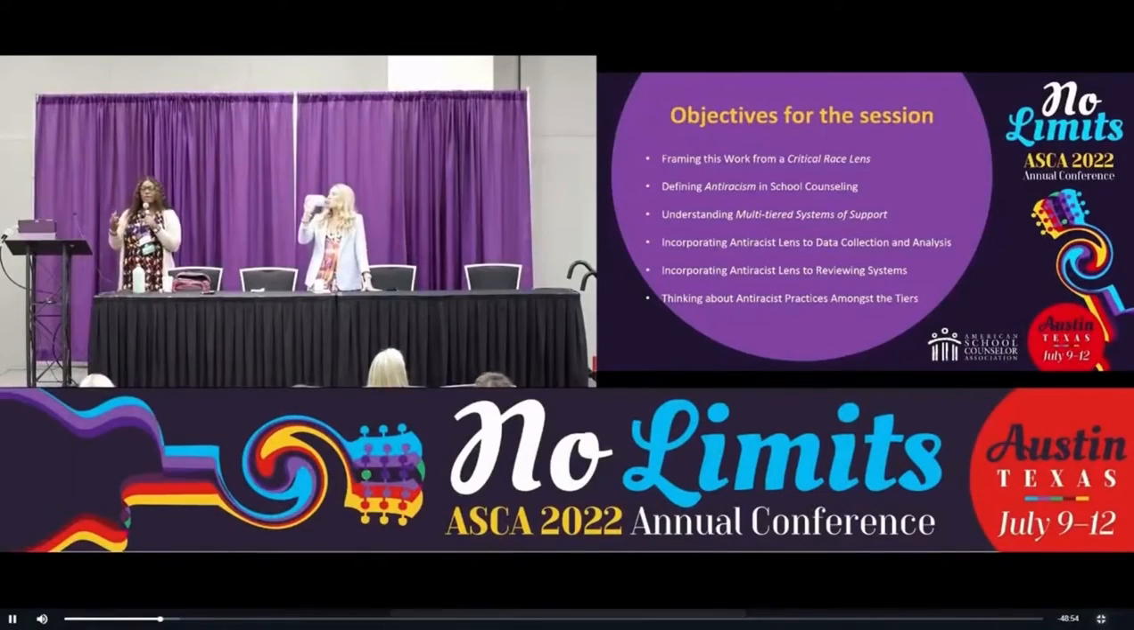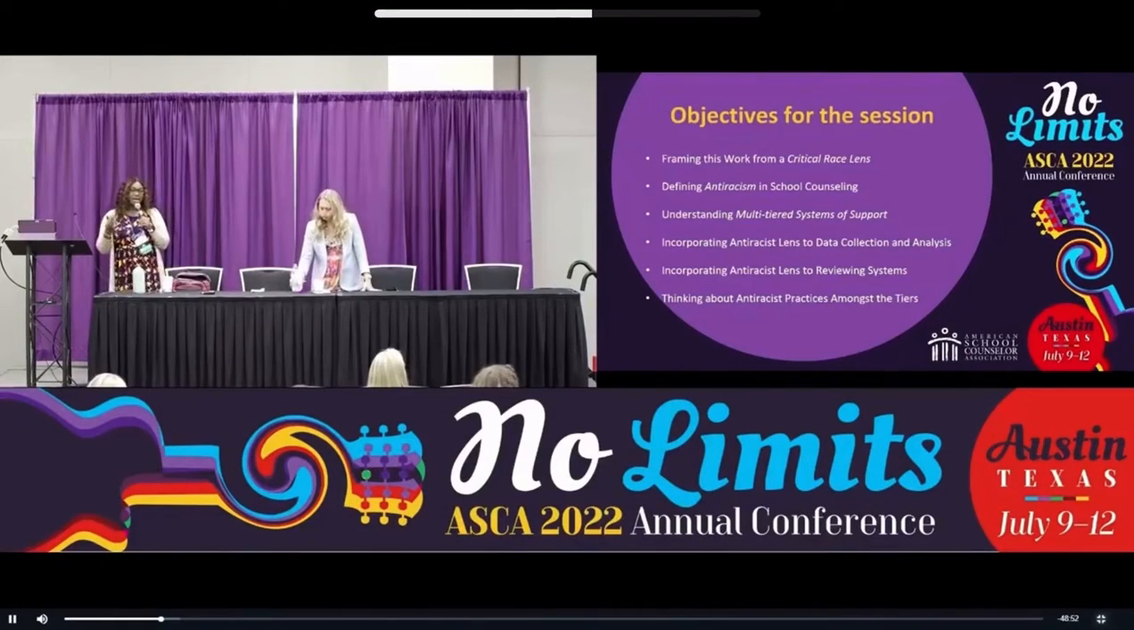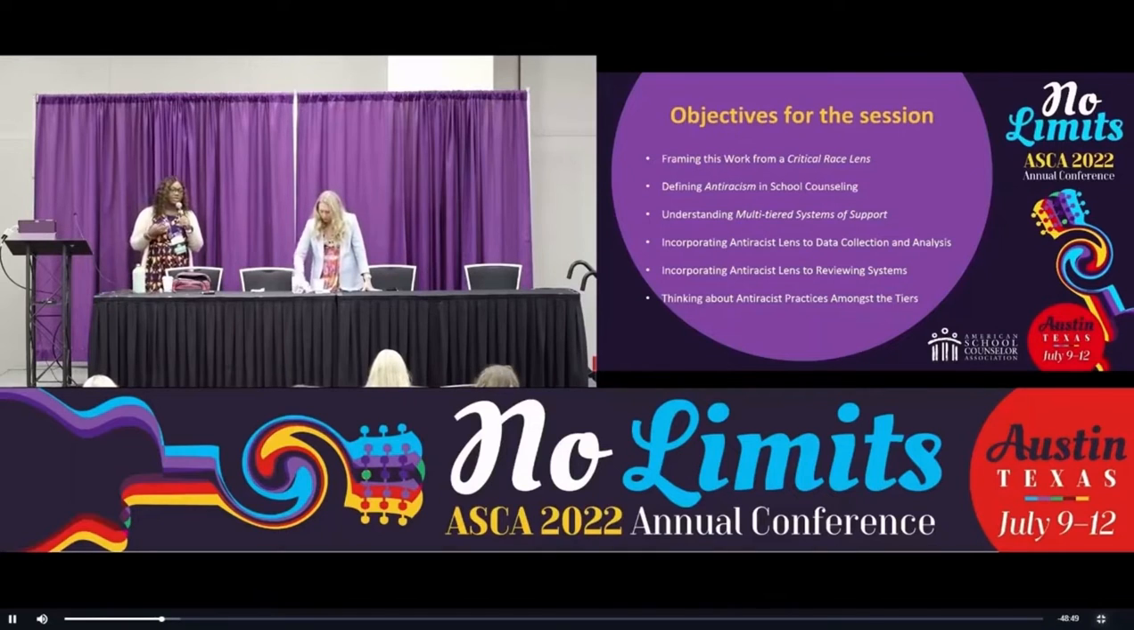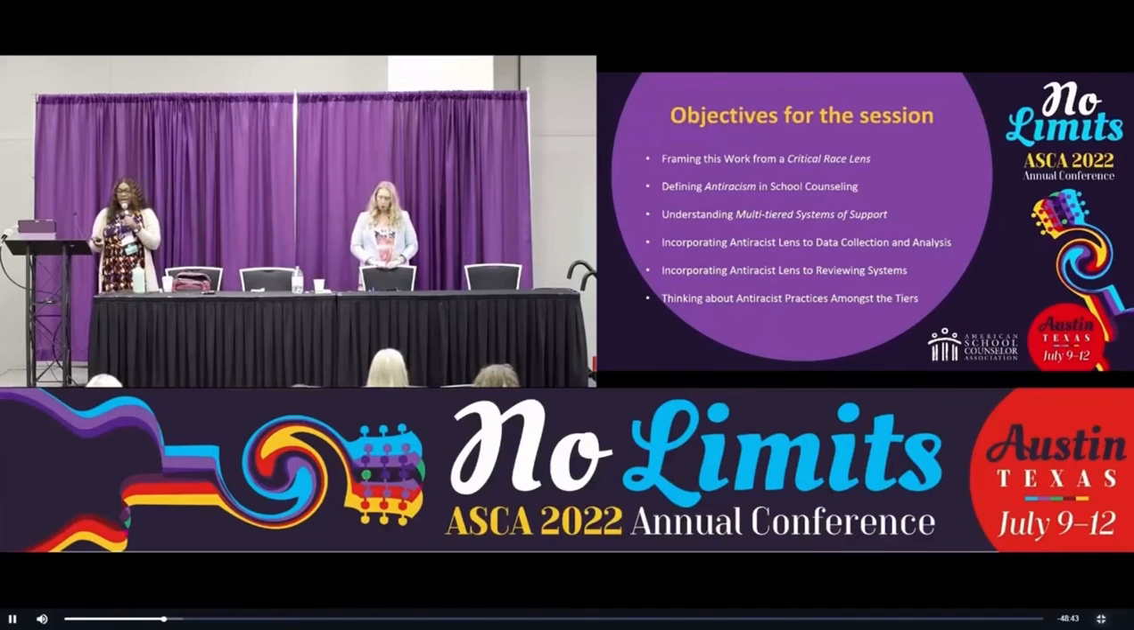Sessions first, so we're going to frame this work from a critical race lens because we have to acknowledge the systems of oppression in which we work as school counselors, but also which our students are expected to learn. And then we also are going to define anti-racism in school counseling, understanding multi-tier systems of support, provide more explanation for that, incorporating an anti-racist lens to data collection and analysis, and incorporating an anti-racist lens to reviewing the systems. And then thinking about how anti-racist practices can be implemented amongst all the tiers.